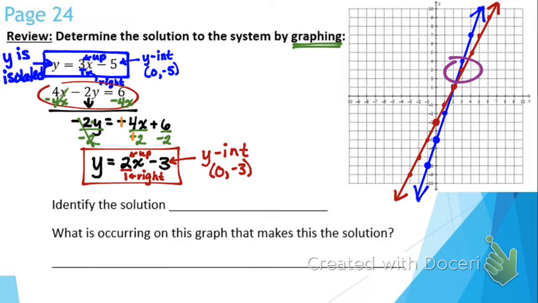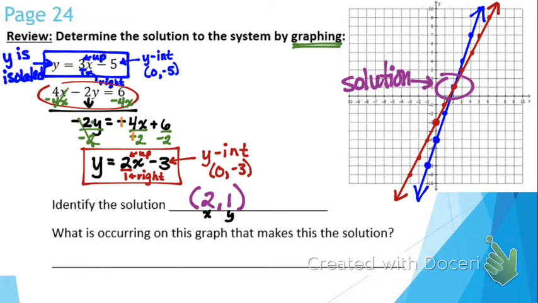It is 2, 1. If you look down below, we put a blue dot and a red dot there. So here's our solution. Two, 1. And even though it was hard to see, what were you looking for on the graph? Intersection point. And this is where the 2 lines intersect.